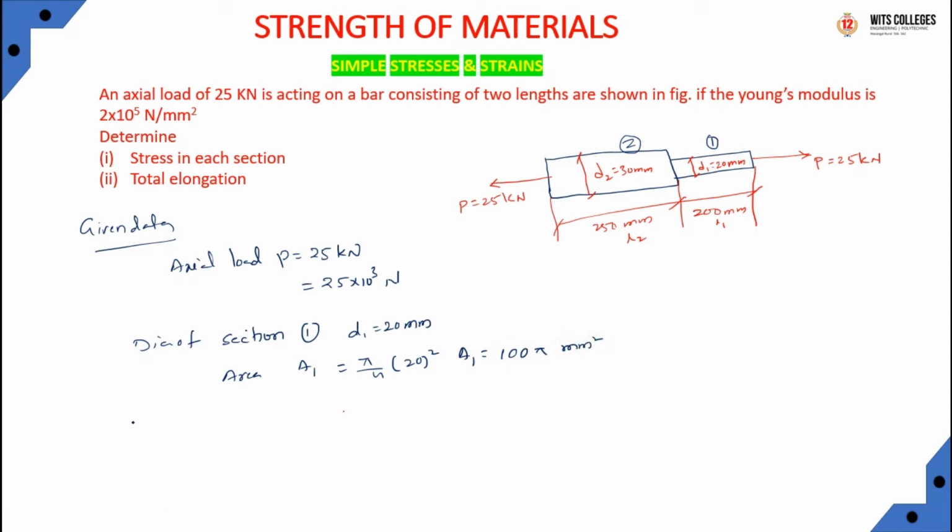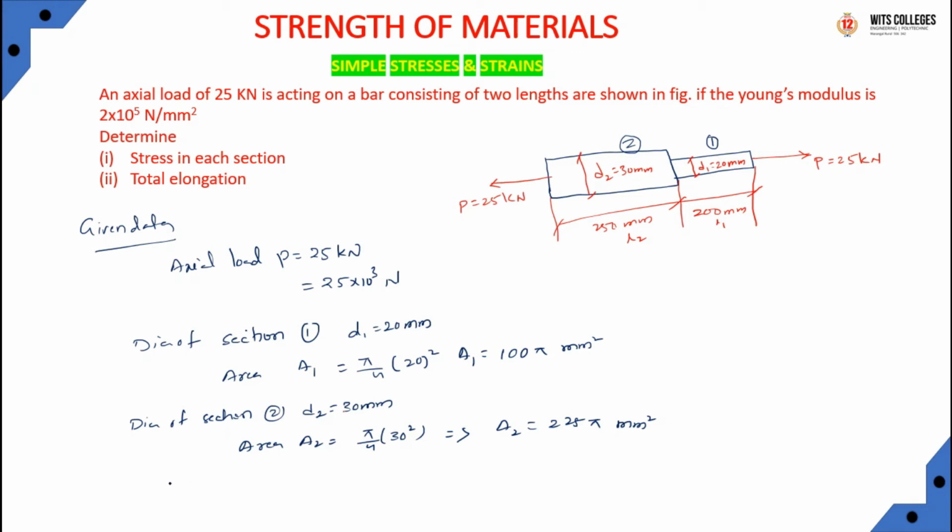Next, the diameter of section 2, that is D2 equals 30 mm, then area A2 equals pi by 4 into 30 square. So A2 is 225 pi mm square. In the problem we determine the stress in each section as well as total elongation.